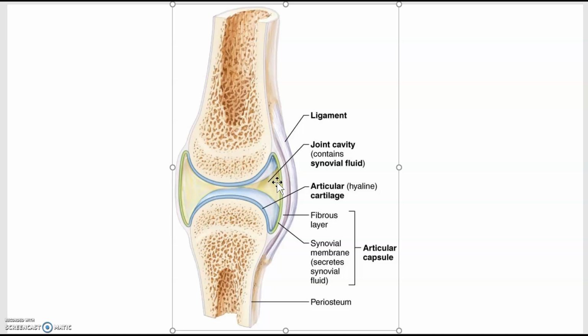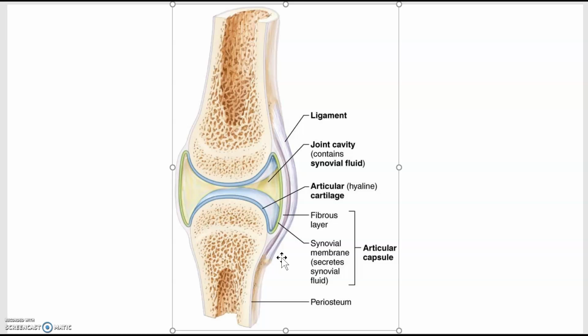Okay, and then you have reinforcing ligaments. You remember ligaments join bone to bone. And the ligaments are made of dense, regular connective tissue. So these collagen fibers are all lined up in parallel, whichever direction the joint moves.